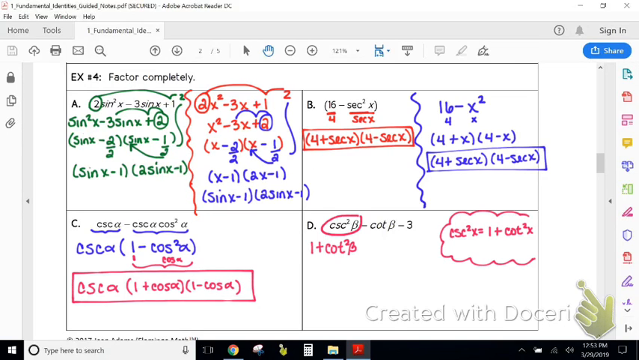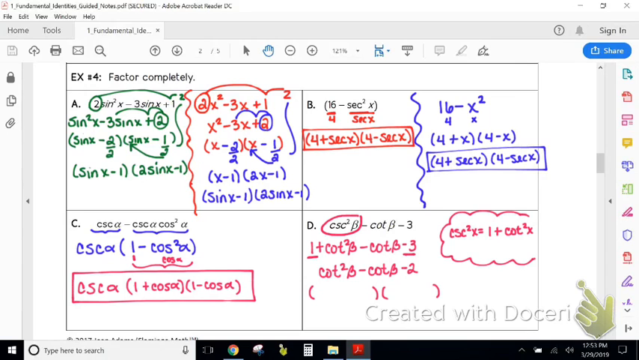And then I have my minus cotangent of beta minus 3. Well, before I can factor, I've got to obviously combine like terms. So I'm going to add my 1 and my negative 3. So I have cotangent squared of beta minus cotangent of beta minus 2. This is an easy win. This is a simple trinomial.